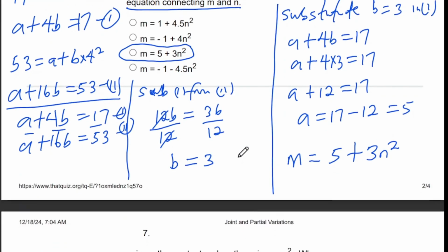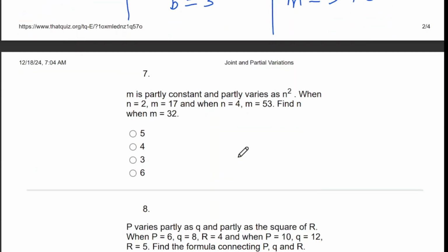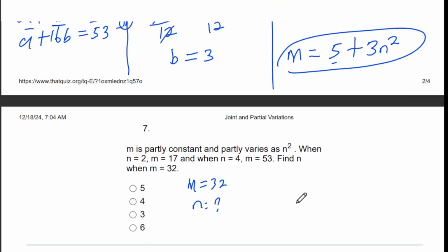Okay, move to question 7 now. Question 7 is a continuation of question 6. M is partly constant and partly varies as n squared. So find n when m is equal to 32. So we are given the value of m equals 32, and we're looking for n. So we're making use of the equation we just formed now, this relationship.